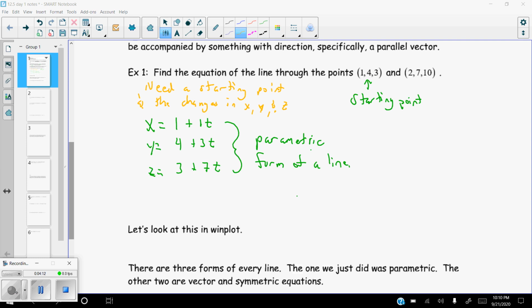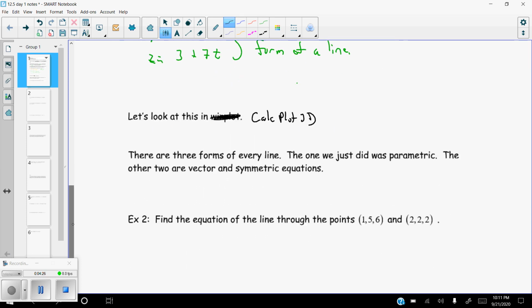And so it says here, let's look at this in WinPlot. That was actually back when I used to use WinPlot. If we have time at the end, we'll actually look at this in CalcPlot 3D. We'll see if we have time at the very end of the videos. All right. There are 3 forms of every line. The one we just did was called parametric. The other 2 are called vector and symmetric equations.